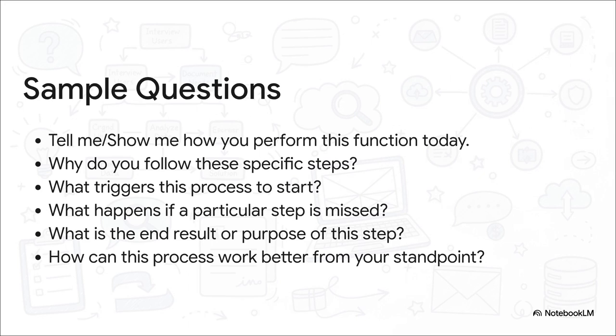You always start with observation. Show me how you do this. Then you dig in with the most powerful question of all. Okay, so why do you follow these specific steps? From there, you just keep exploring. Ask about triggers, risks, purpose. And then you ask the golden question. From your perspective, how could this work better? You'll be amazed. Your stakeholders often know exactly how to fix their own problems. Your job is to listen and connect the dots.